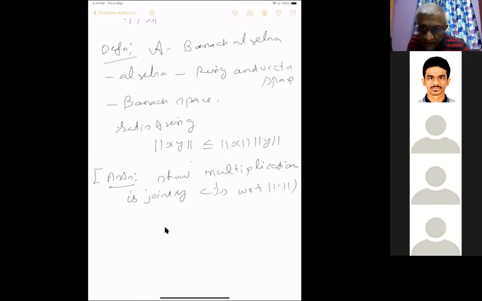So this is what a Banach algebra is. A Banach algebra is an algebra which is also a Banach space, and the product satisfies this condition: norm xy is less than or equal to norm x times norm y for all x, y in script A.